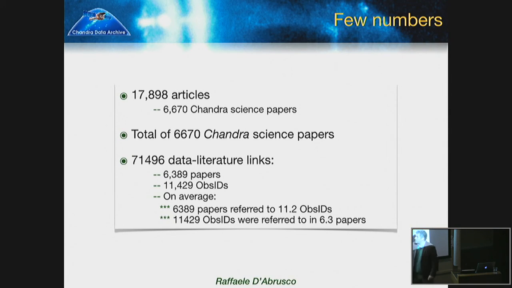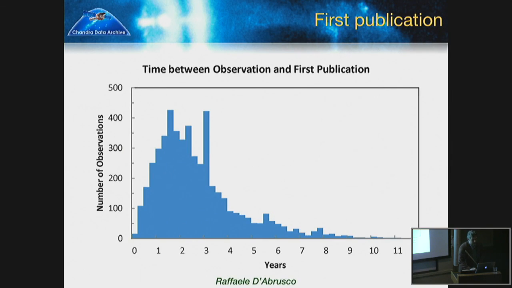That gives, on average, that every single one of these papers refers to 11.2 OBS IDs. And the other way, every single one of these 11,500 OBS IDs was referred to in, on average, 6.3 papers. That's amazing. But of course, numbers are not as descriptive as plots.